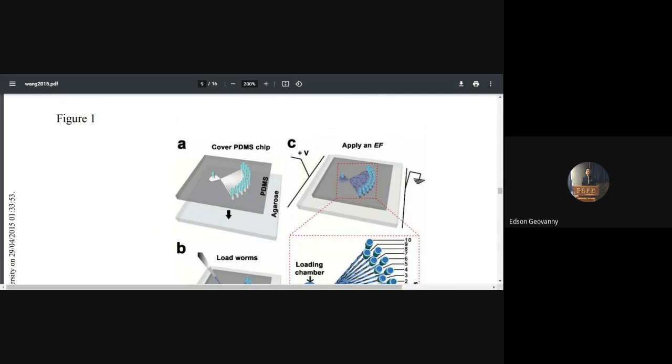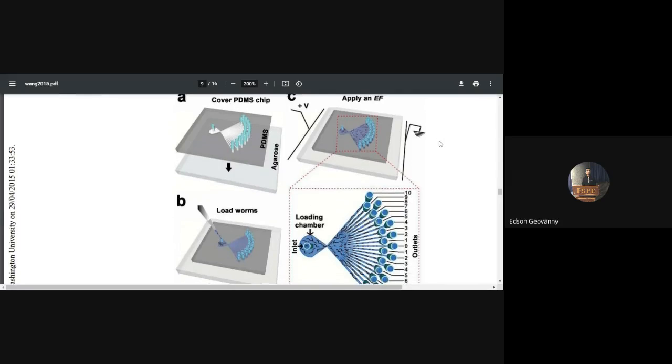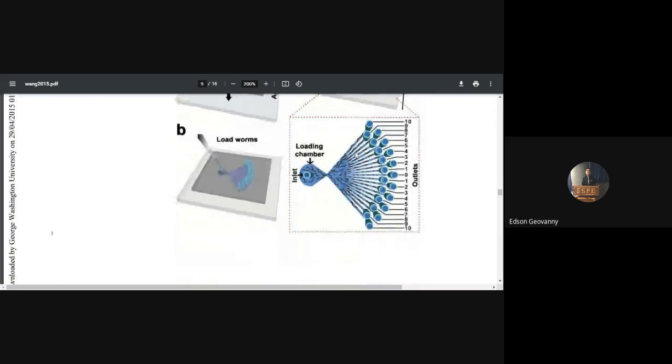In this part, the chip was designed with 300 micrometer width and 120 micrometer height. The worms mix in the same proportion. Add M9 buffer to fill the chip before loading the worms. 80 worms were placed, and after that, the chip with M9 buffer and the electric field is applied. Only hermaphroditic worms were used in all experiments.